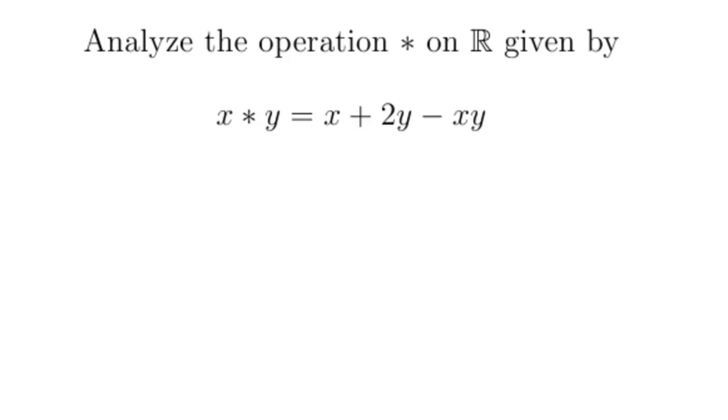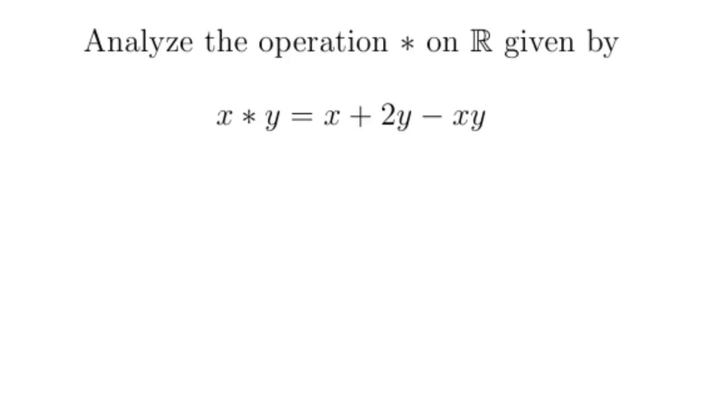I want to try to figure out the properties of a particular operation, in this case an operation star on the real numbers given by x star y is equal to x plus 2y minus xy. And by analyze the operation, I mean first of all check that it really is an operation, and then see, assuming that it is, whether the operation is commutative, whether it's associative, whether there's an identity element in R for the operation, and if that's the case, whether there are inverses in R with respect to the operation.